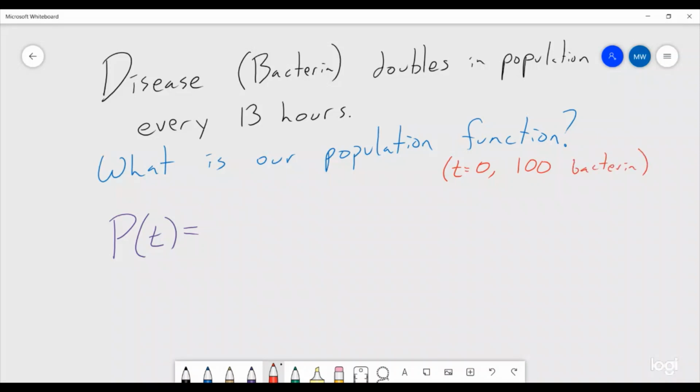Well, the population is going to be, how much do we start with? 100, but then we multiply this by 2. But how often do we multiply it by 2? Well, it's every t hours once we've divided it by 13. So that every 13 hours, it'll double once. And this is going to be what our population function would be.